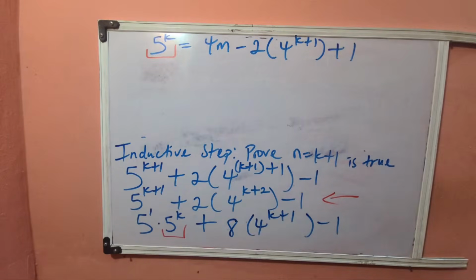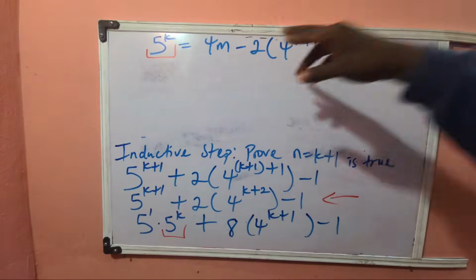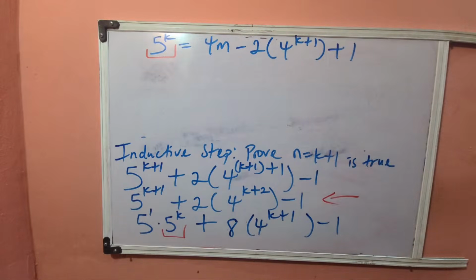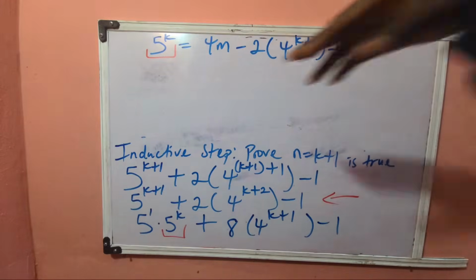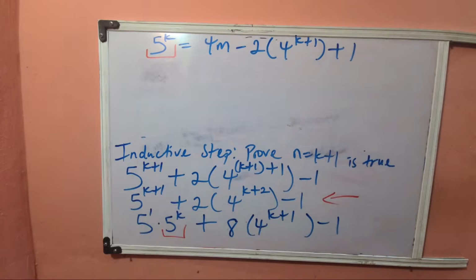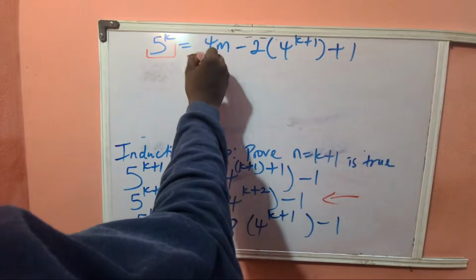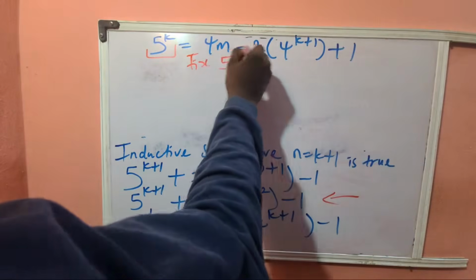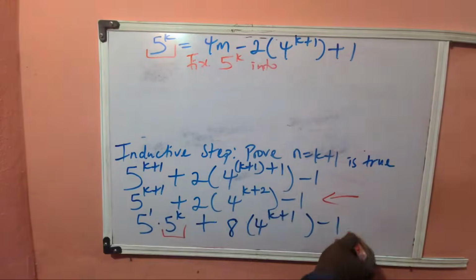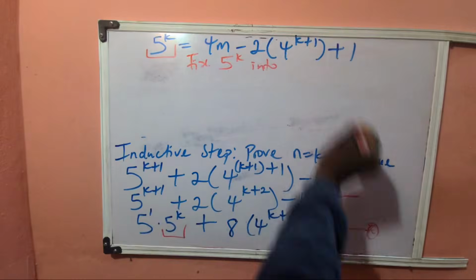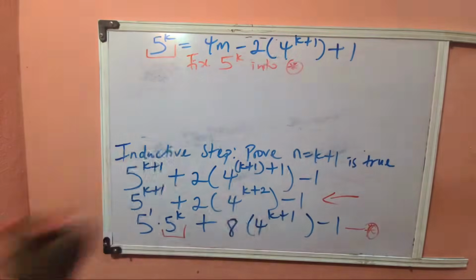Don't forget, the m we wrote here is any integer, is an integer value. Please don't forget, it's an integer value. So it will be anything, 69, 68, 70, whatever. So now what we have to do next is we'll fix 5 raised to the power k into, let's call this equation star. So fix it into equation star.